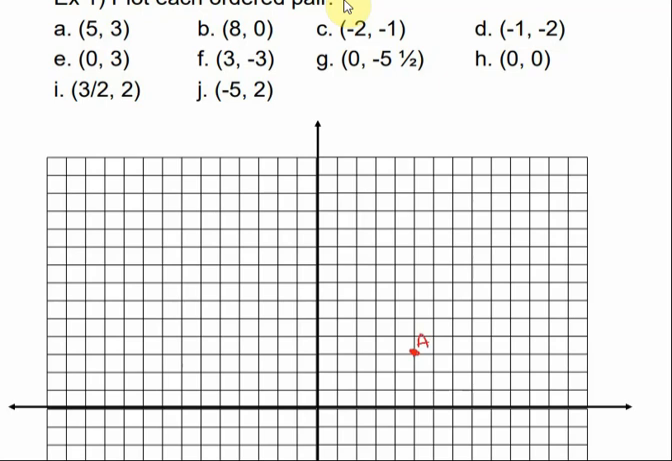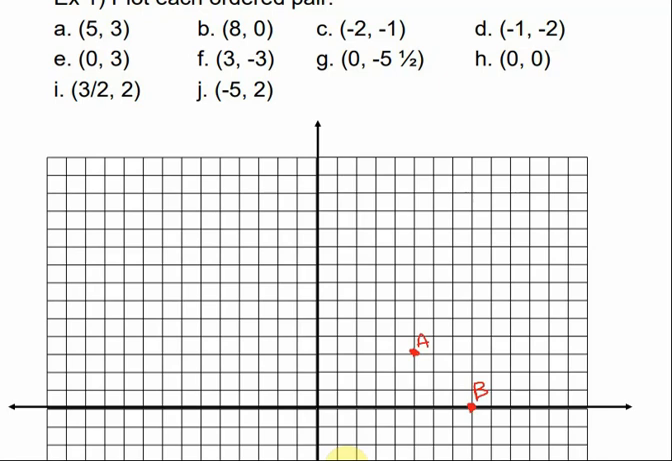All right, and then for B, it's 8, 0. So again, we start at 0, 0 at the origin, and we go 8, 1, 2, 3, 4, 5, 6, 7, 8, and then our y coordinate is 0, which means we don't go anywhere on the y. We stay on the axis. So that would be point B.